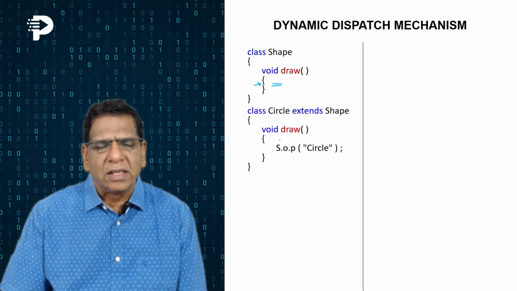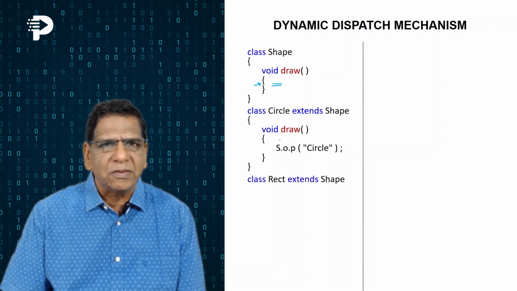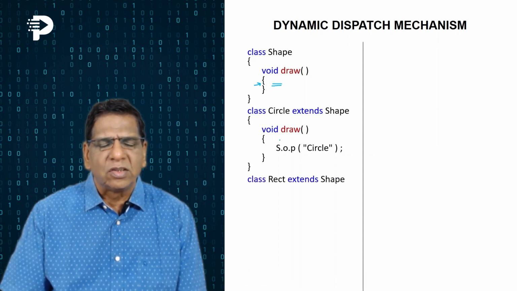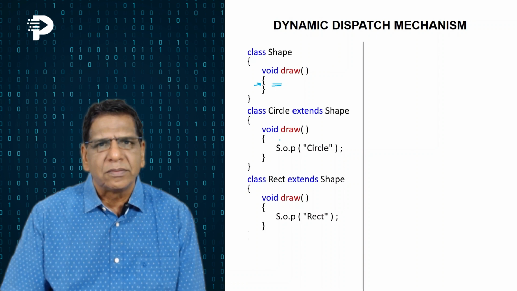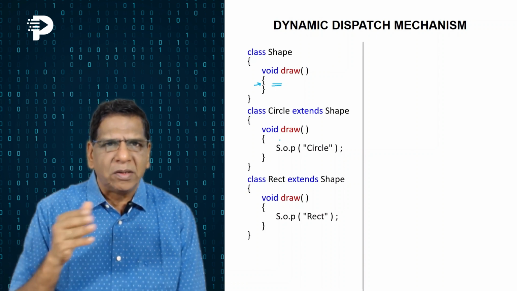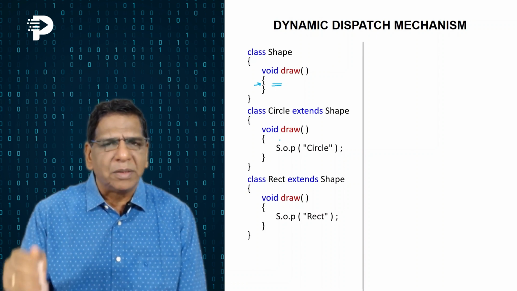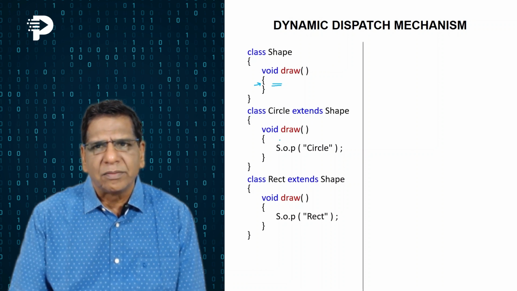Then another inheritance chain that we want to construct is the rectangle class, which we extend from the shape class once again. Inside this also we will have a draw method which prints out a message System.out.println rectangle. So from shape I inherited circle, from shape I also inherited rectangle.